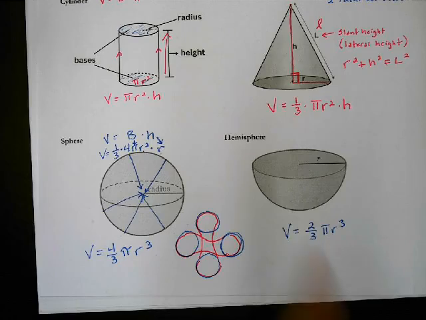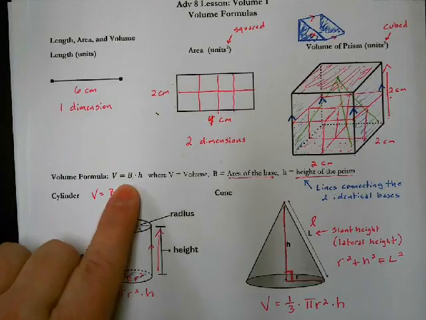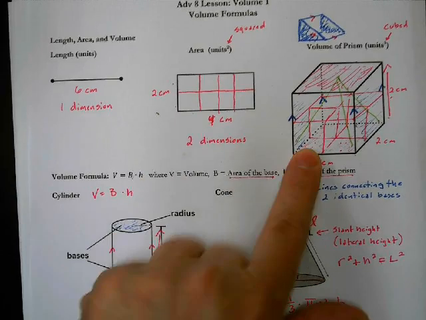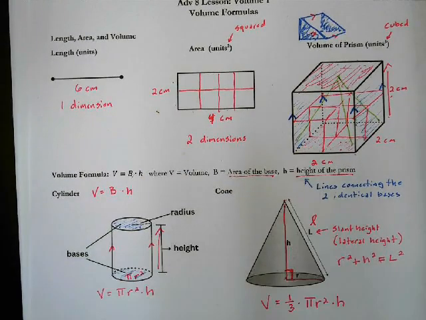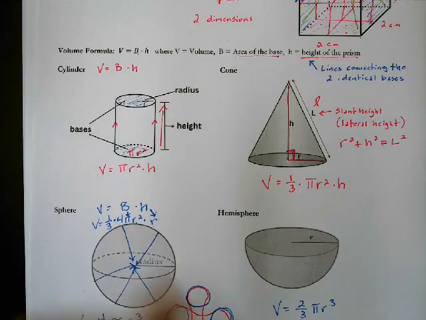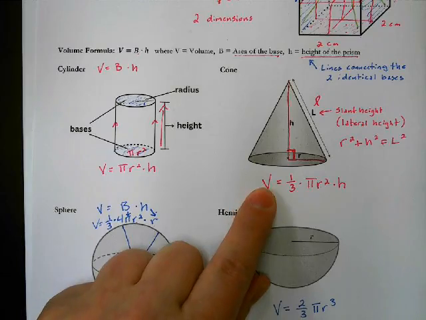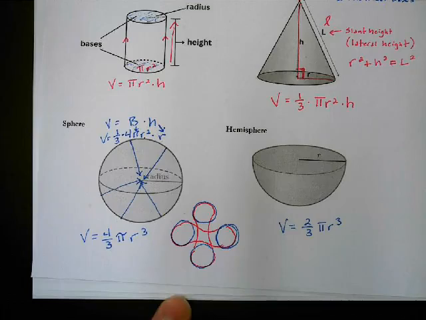All right, there's the 5 formulas you need. The general formula is base area times the height. You'll mostly use these for prisms. Then you have the specific formulas that use the general formula. Cylinder, pi r squared times the height. Cone, 1/3 pi r squared times the height. Sphere, 4/3 pi r cubed. Hemisphere, 2/3 pi r cubed.